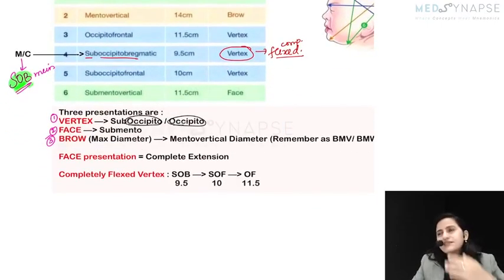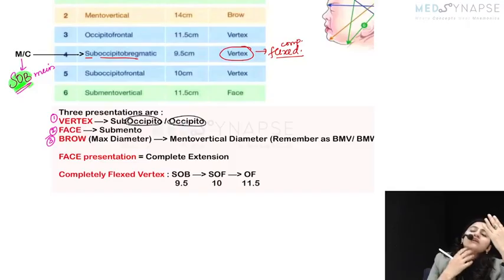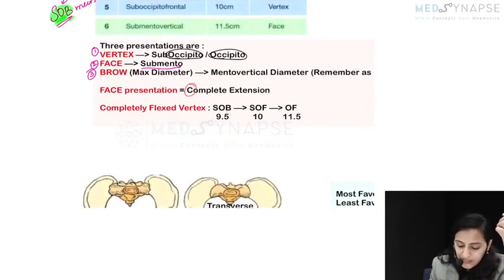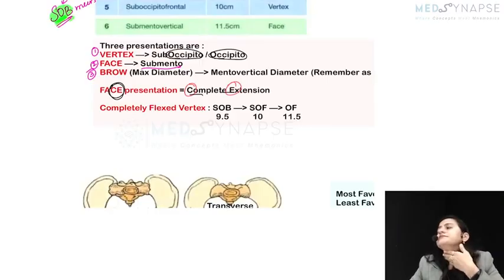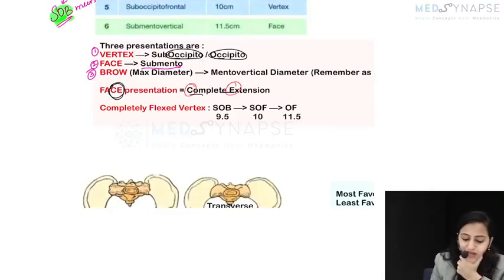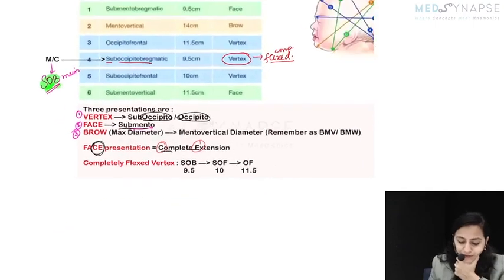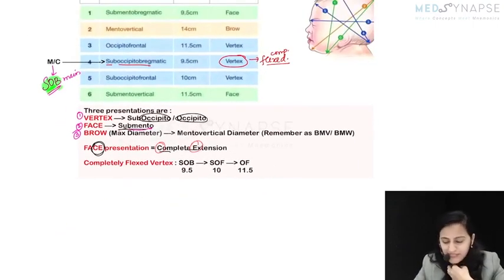The face presentation means the baby is like this. That's the face. So what diameter will you have here? Submento. Face means extended. So when they say complete extension, what presentation is it? Face. Face, complete extension. So in the face we will have the diameters submentobregmatic and submentovertical.